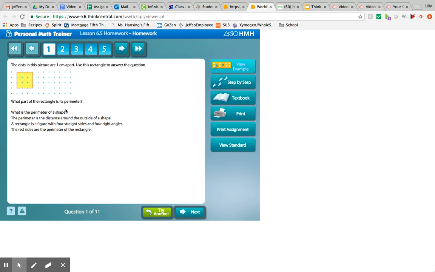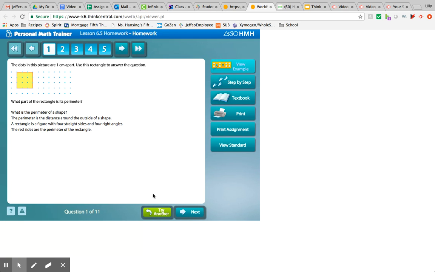So here you see the same exact question, what part of the rectangle is its perimeter, but they're giving me an example of what the thoughts are that I need to have to be able to answer this question. What is the perimeter of a shape? The perimeter is the distance around the outside of a shape. Around the outside of the shape. A rectangle is a figure with 4 straight sides and 4 right angles. The red sides are the perimeter of a rectangle. The red sides are the perimeter of this rectangle. So that helps me, but that's already shown me the answer to number 1.